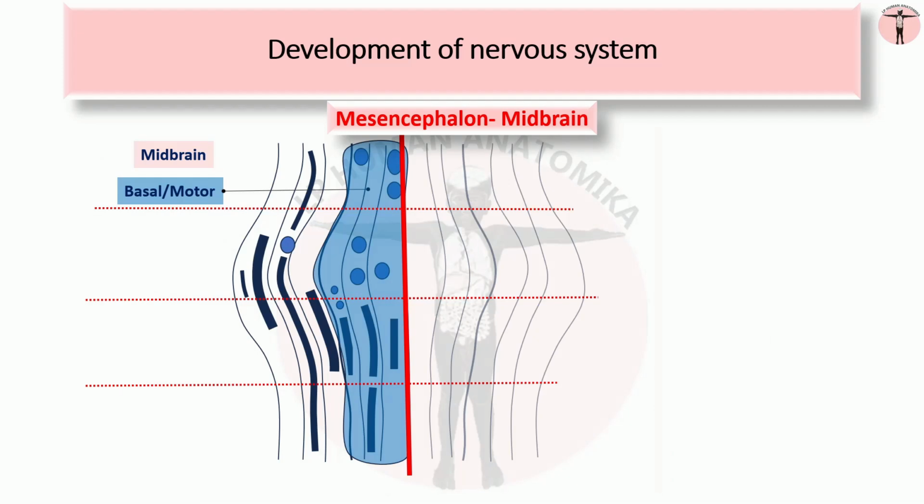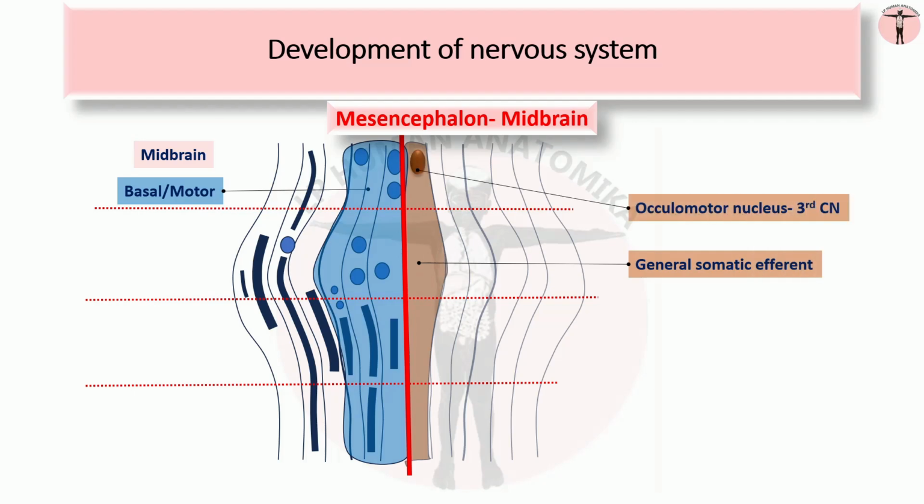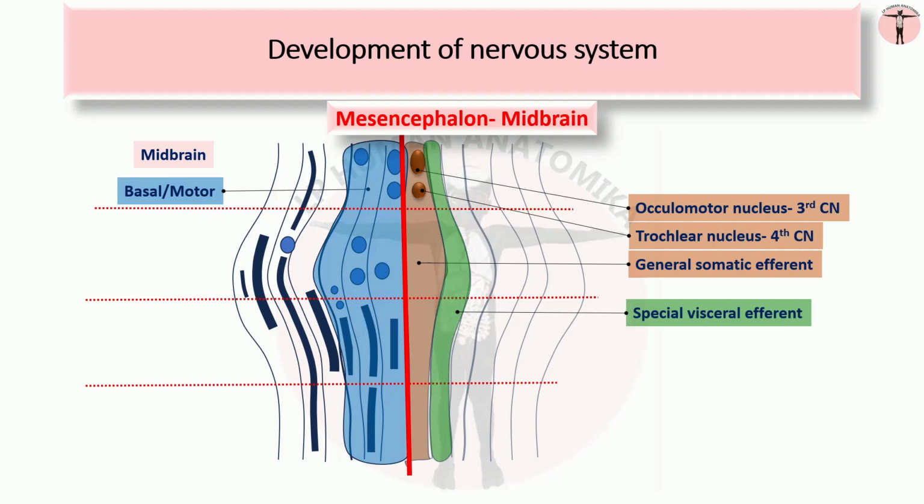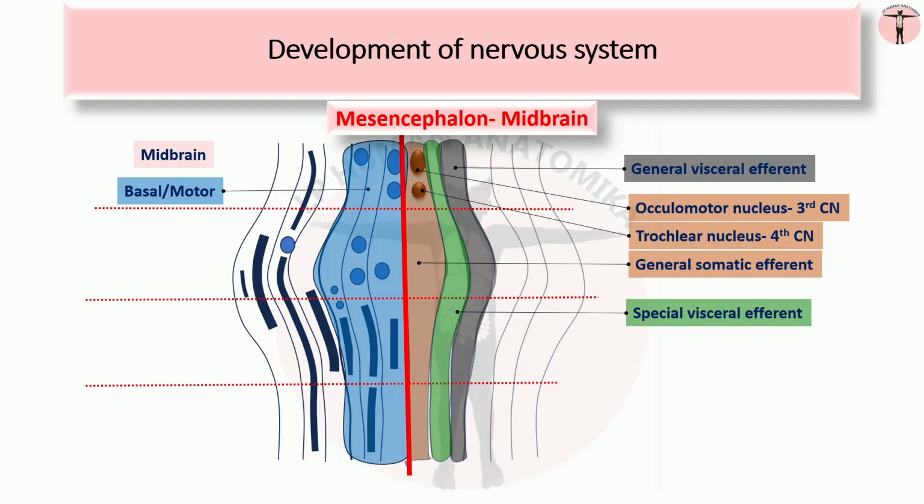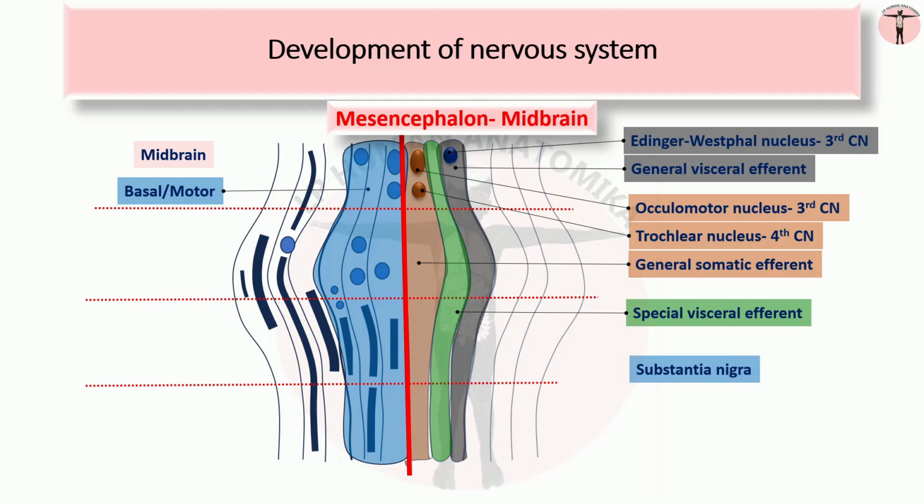The neuroblasts from the basal or motor plate of the midbrain give rise to the following cranial nerve nuclei. General somatic efferent column is represented by oculomotor nucleus of the third cranial nerve and trochlear nucleus of the fourth cranial nerve. Special visceral efferent column does not contribute to the formation of the cranial nerve nuclei in the midbrain. General visceral efferent column is represented by Edinger-Westphal nucleus of the third cranial nerve, then substantia nigra and the red nucleus.